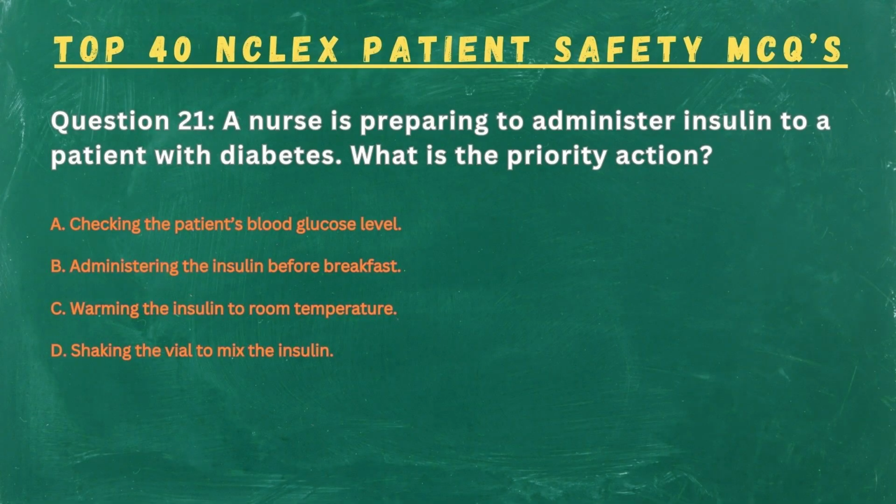Question 21. A nurse is preparing to administer insulin to a patient with diabetes. What is the priority action? A. Checking the patient's blood glucose level. B. Administering the insulin before breakfast. C. Warming the insulin to room temperature. D. Shaking the vial to mix the insulin. Answer: A. Checking the patient's blood glucose level.